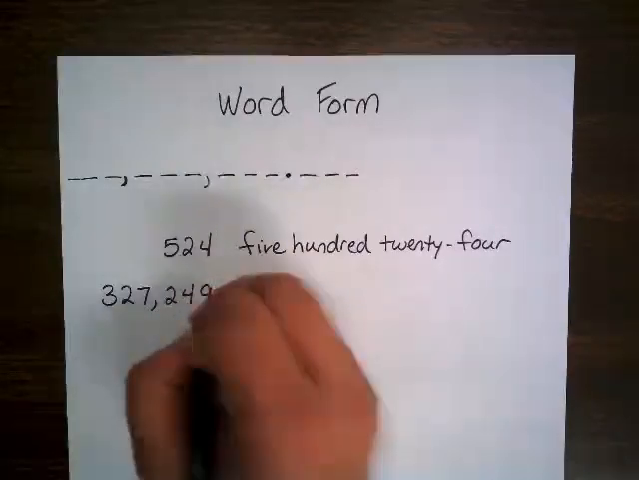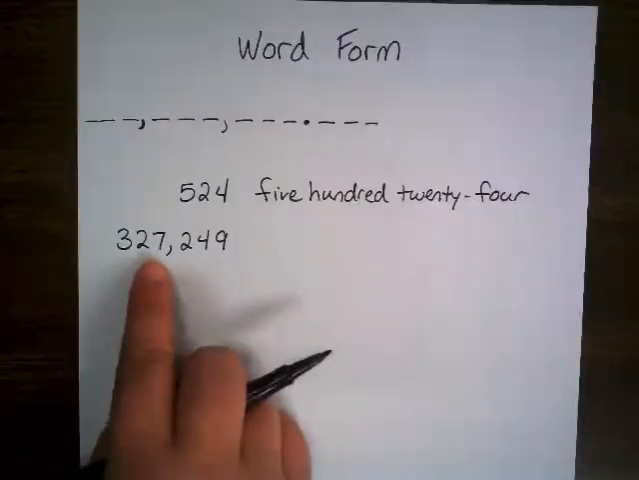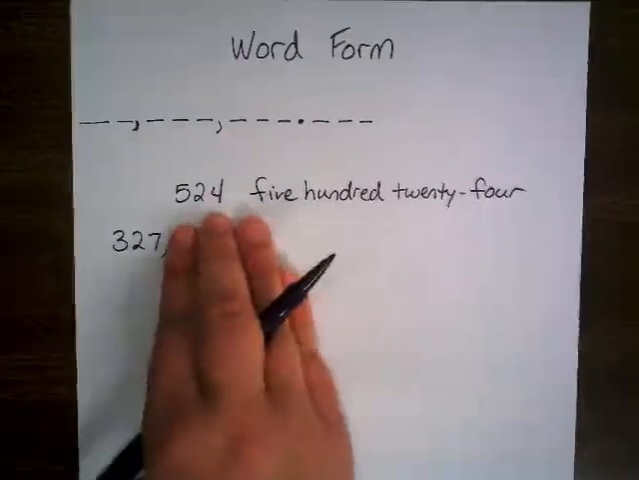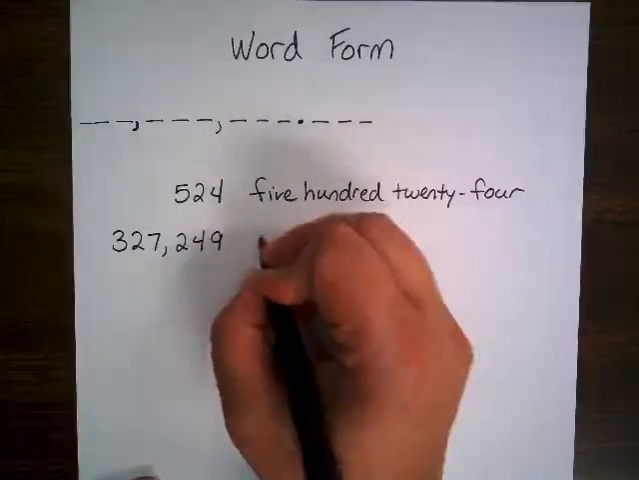Let's say I have 327,249. Again, we have groups of 3 here. When we have groups of 3, I'm only going to look at that group of 3. What would I read out loud? Well, I see that that is 327.